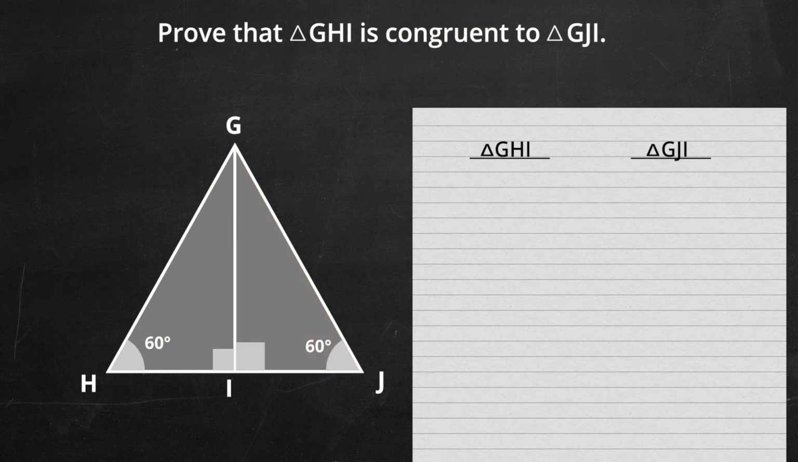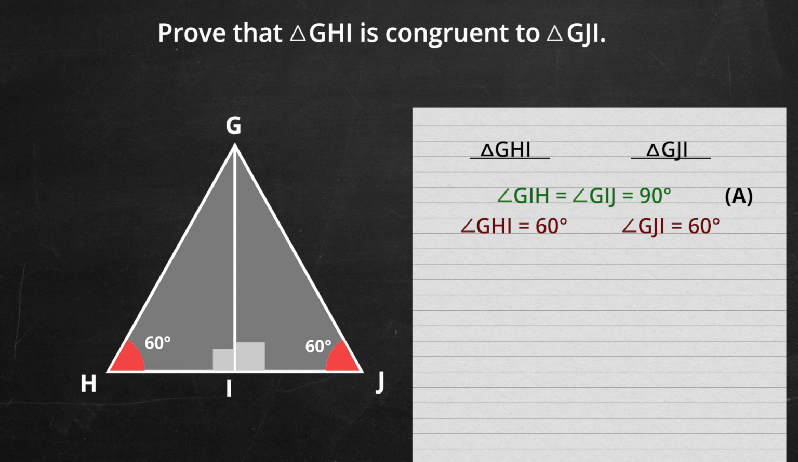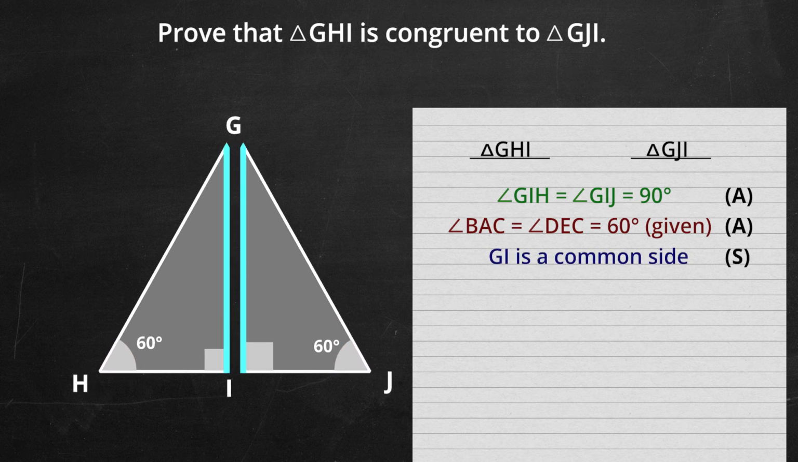Firstly, what information are we given? Well, we know that angle GIH and angle GIJ are right angles. This means that one pair of corresponding angles is equal. Secondly, we know that angle GHI is 60 degrees, and so is angle GJI. This means that another pair of corresponding angles is equal. We also know that GI is the common side in both triangles.